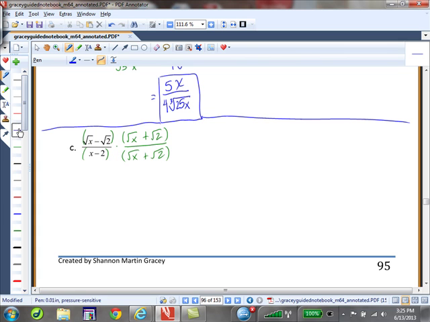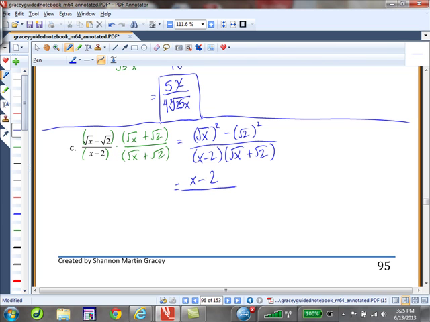So then we will have root x squared minus root 2 squared. And I'm going to keep this in factored form to see if I can divide anything out. So we will get x minus 2, well, look at that, over x minus 2 times root x plus root 2. So notice that the x minus 2's divide out to be 1. And at the end of the day, we will get 1 over root x plus root 2.